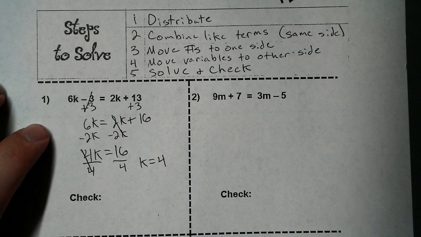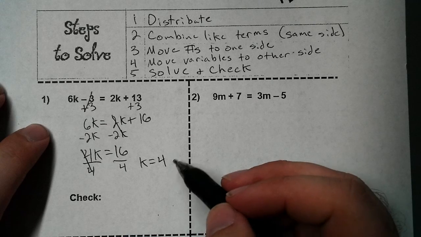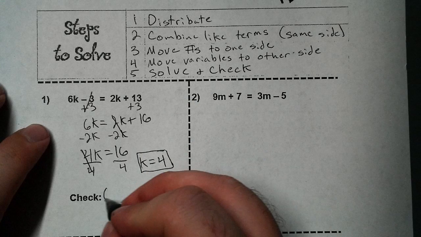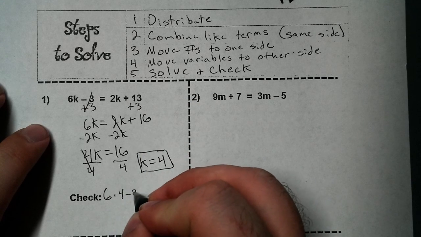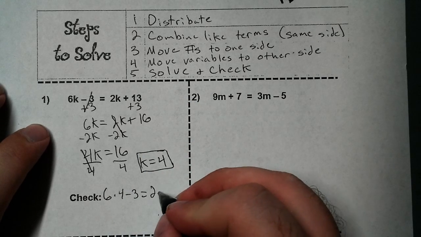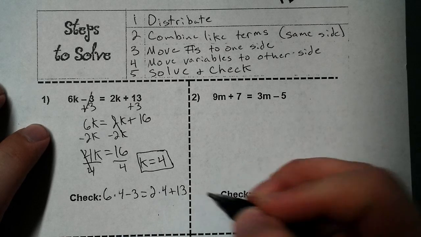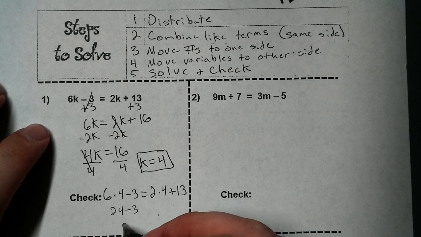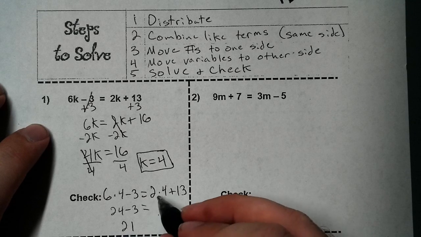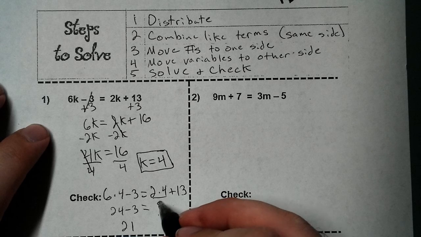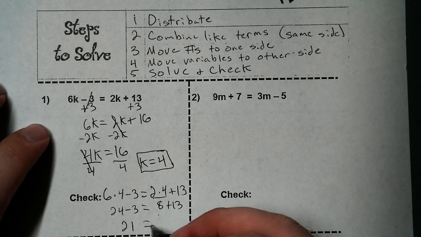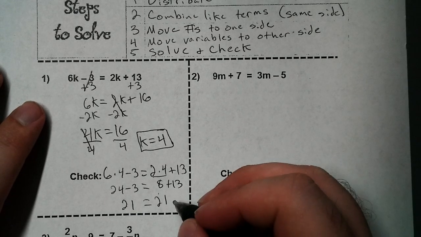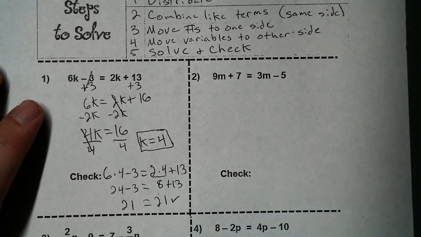Last step, I always want you to go back and check it by just plugging in your answer each time. So every time we see k, we're going to plug in 4. So 6 times 4 minus 3 should equal 2 times 4 plus 13. Right here, that's 24 minus 3, which will give me 21. And then over here, this is 2 times 4 is 8 plus 13. 8 plus 13 is also 21. So solve them both all the way down. If they match up, then you did it right.